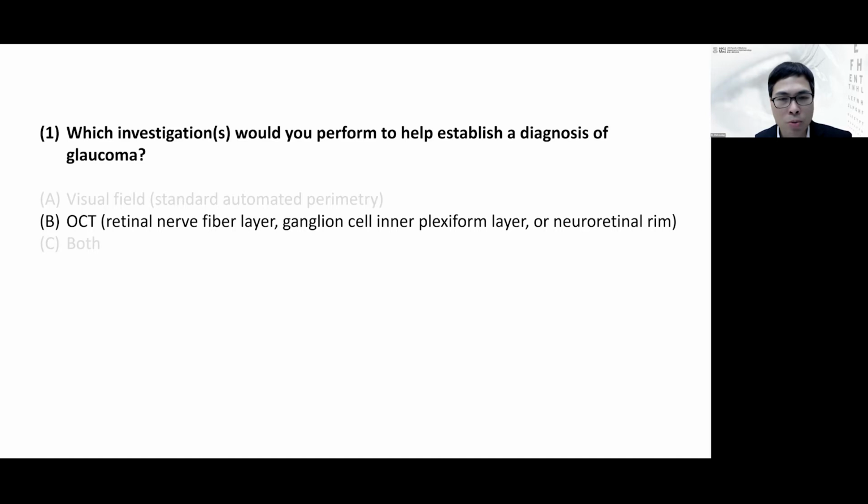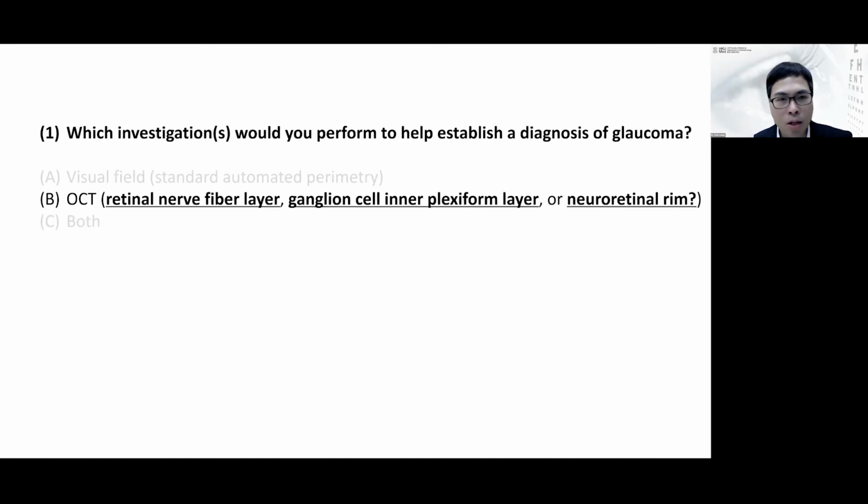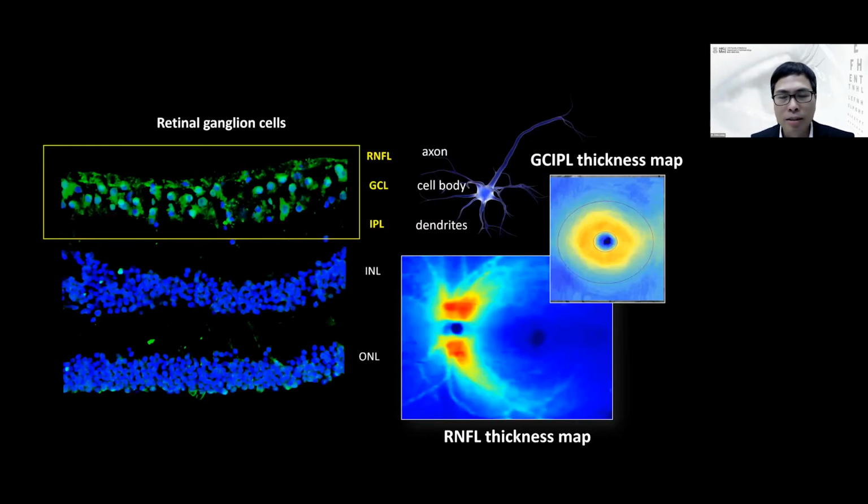Which one should we rely on? The question we have here is about understanding the anatomy. Now, for a cross-sectional image of the retina, here's a histology cross-section. We notice that we have different layers: the RNFL, the GCL, the IPL. They basically represent different components of the retinal ganglion cells.